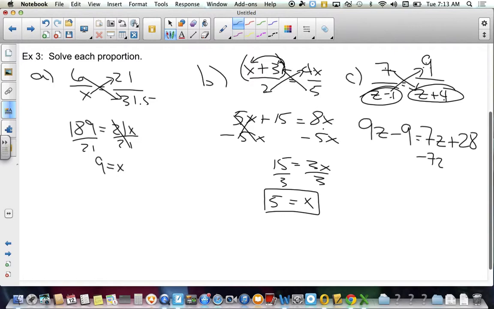All right, now we want to combine our like terms. I'm going to subtract 7z from both sides. That means I got to add the 9 to both sides because you got to have your number and your letter on opposite sides. Okay, we want numbers and letters on opposite sides. So if I bring the z this way, the 9's got to go the other way. Okay, so we combine those together. That's going to give me 2z equals 37.